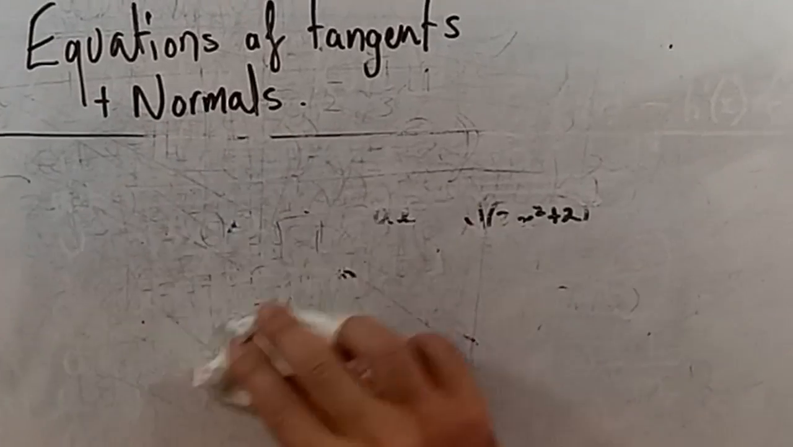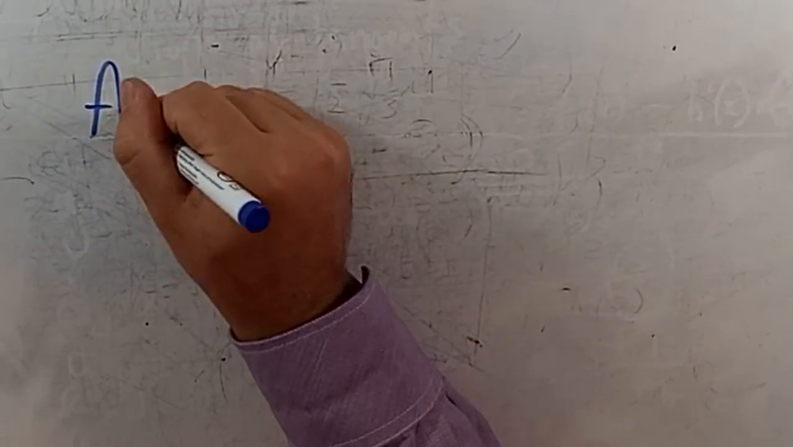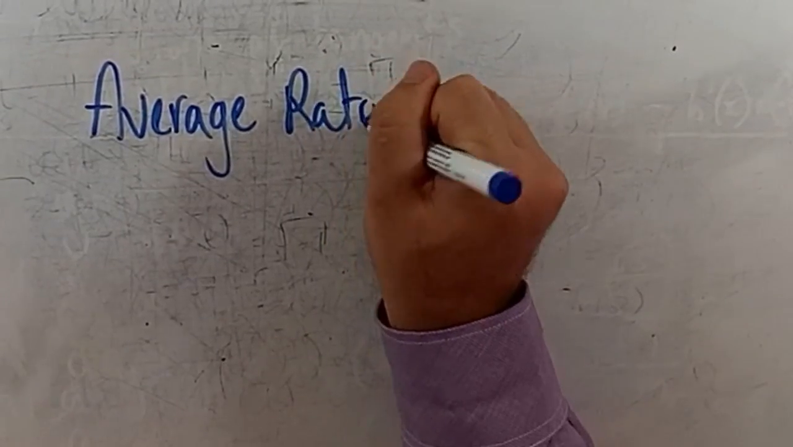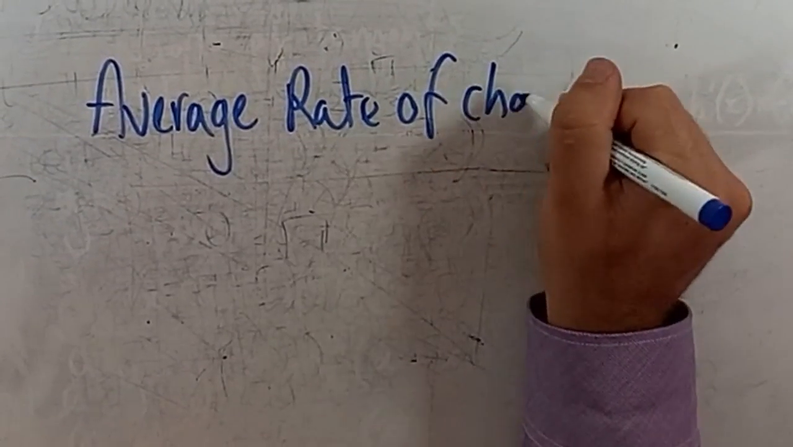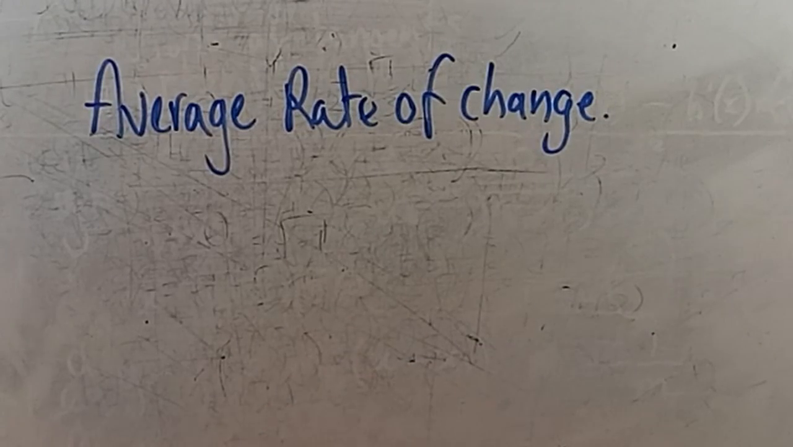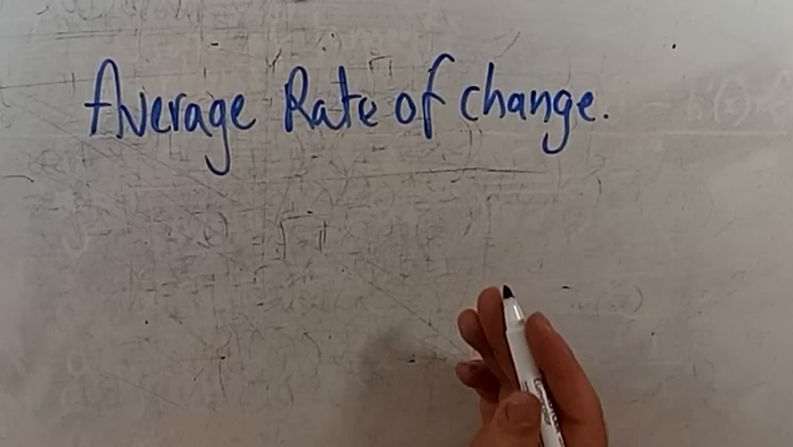Okay, last thing I just want to point out quickly, the average rate of change. So these are instantaneous rates of change at those points. What about average rate of change? Sometimes you might get a question that asks you about average rate of change. And this is simply finding the gradient between 2 points.